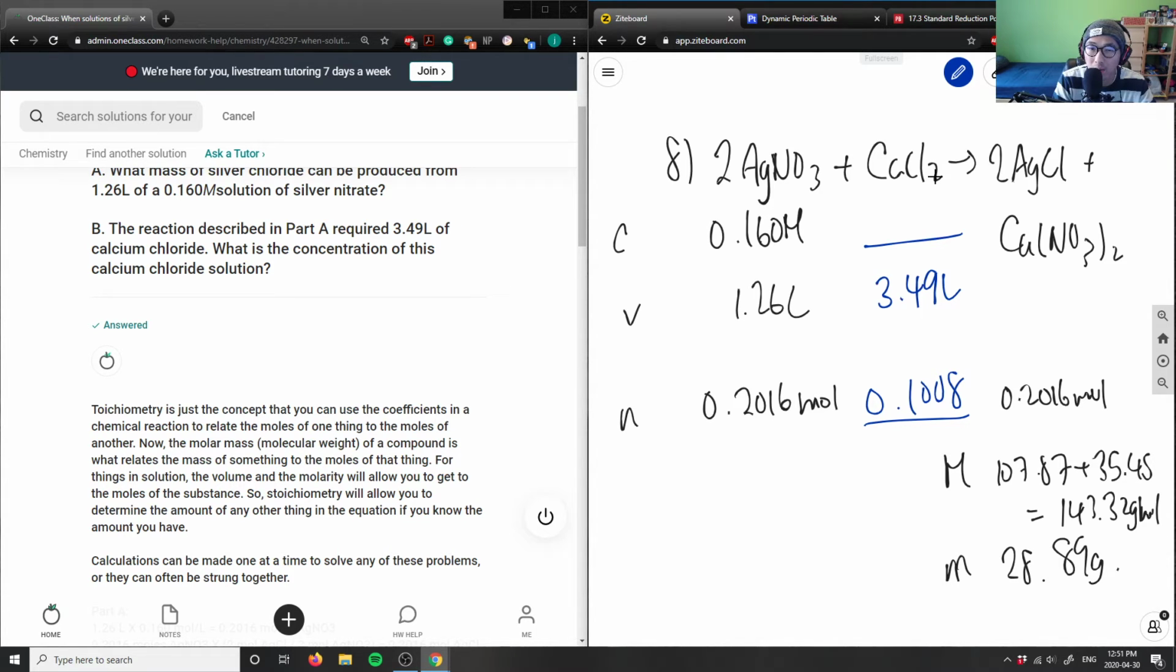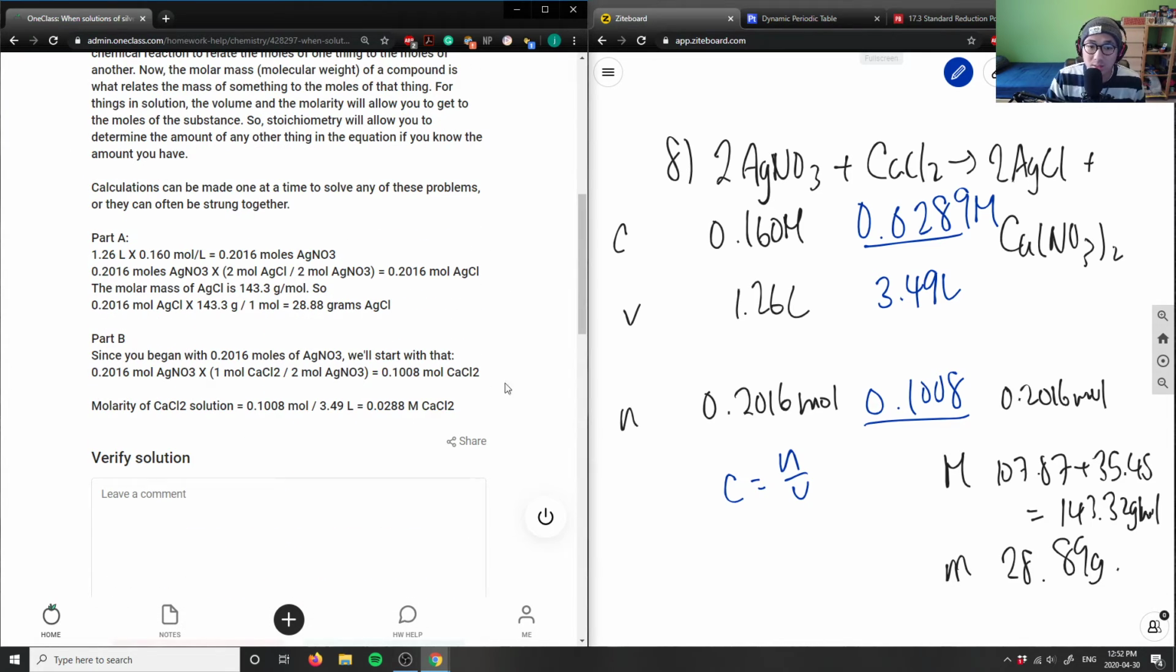So I have C equals n over V, right? So concentration equals moles over volume. So I'm going to have 0.1008 divided by 3.49 to get my concentration of calcium chloride, which is 0.0289 molarity here. And this here is going to be my solution. Again, this is the correct solution for this answer as well. So the solution here is correct. Good analysis provided as well.